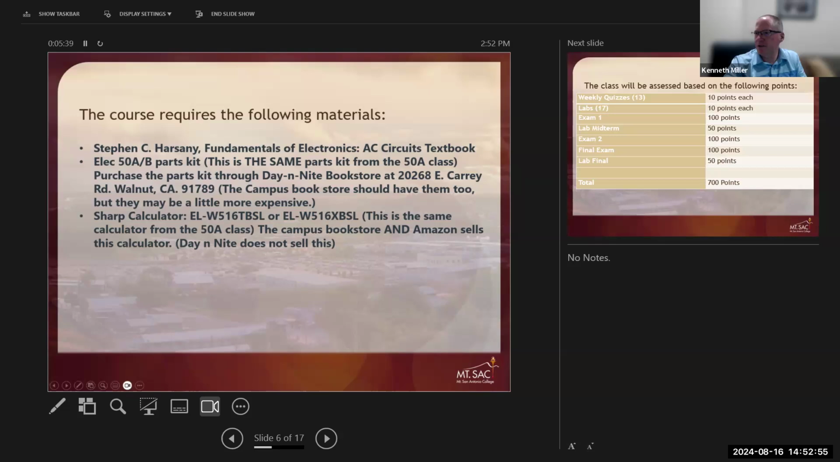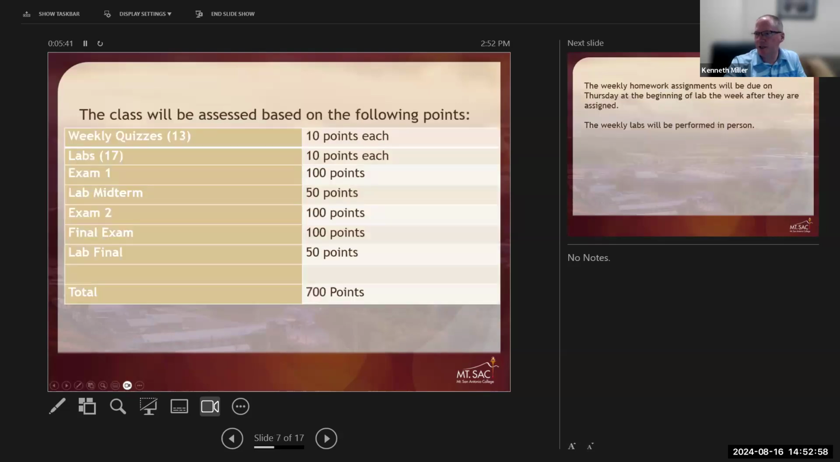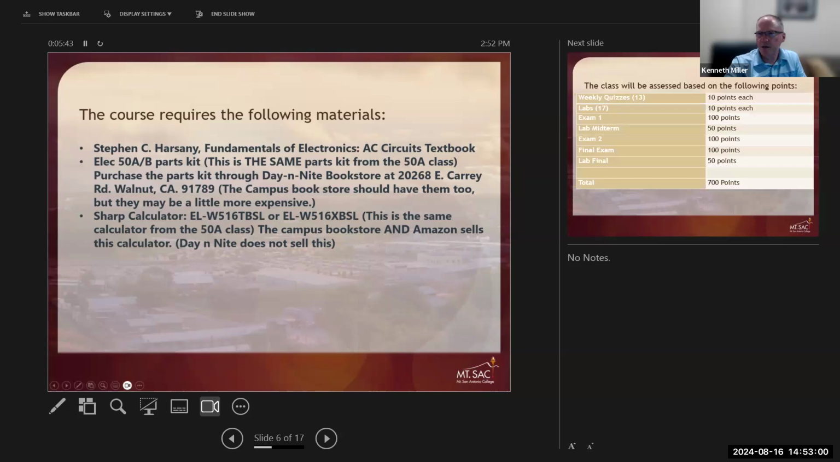And you also are going to need to use the same calculator that you used in 50A, right? That Sharp calculator. You can also purchase these online. I'll bring one to the first class. The instructor for the lab will have one as well. And you can take a look at it and take a picture of it and then go find it. I've seen them at Target, Walmart, definitely on Amazon or anywhere else.